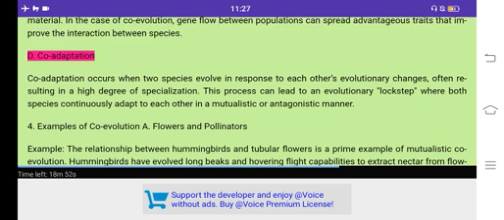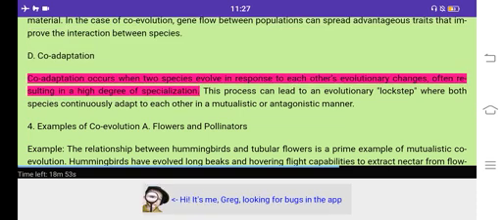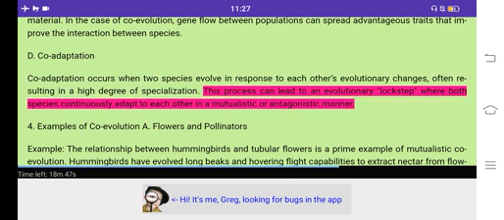D. Co-adaptation. Co-adaptation occurs when two species evolve in response to each other's evolutionary changes, often resulting in a high degree of specialization. This process can lead to an evolutionary lockstep, where both species continuously adapt to each other in a mutualistic or antagonistic manner.